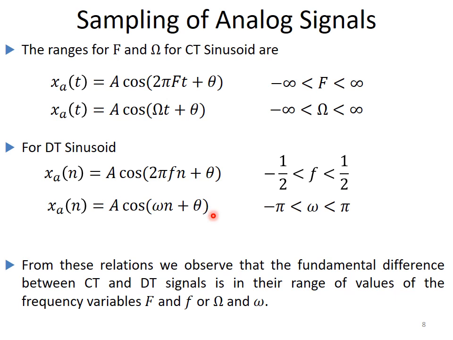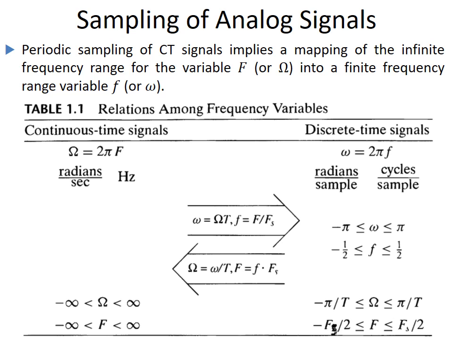And we must keep in mind that discrete time signals can have the frequency range from minus pi to pi, or minus 1 upon 2 to 1 upon 2. So in periodic sampling, basically we map the infinite frequency range of variables of a continuous time signal into the finite frequency variable range, which is summarized in this table. Here you can see the continuous time signal frequency variables and their ranges, and on the right hand side we have the discrete time signal frequency variables, their units and their frequency ranges that we discussed.